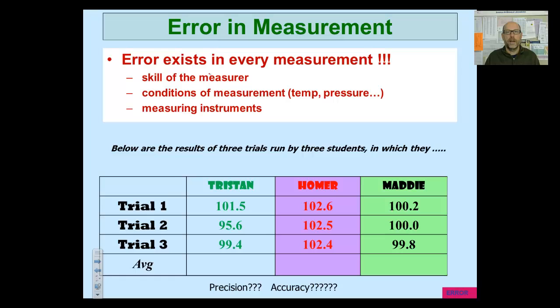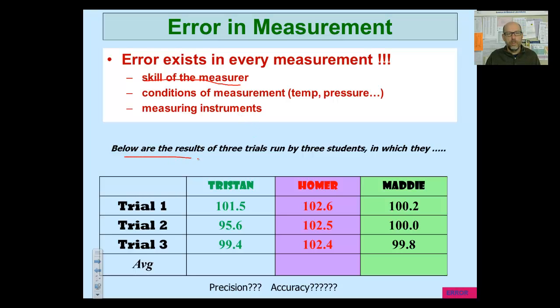All right, so let's talk about error in measurement. So error exists in every measurement. It could be that we don't have the skill to really measure things as accurately as we should, although we'll work on that in class. It could be that the temperature or the pressure of the atmosphere expands or contracts the chemicals or solutions a little bit and sort of messes things up. It's often that the measuring instruments are only capable of going to a tenth of a milliliter or a hundredth of a centimeter or something like that.